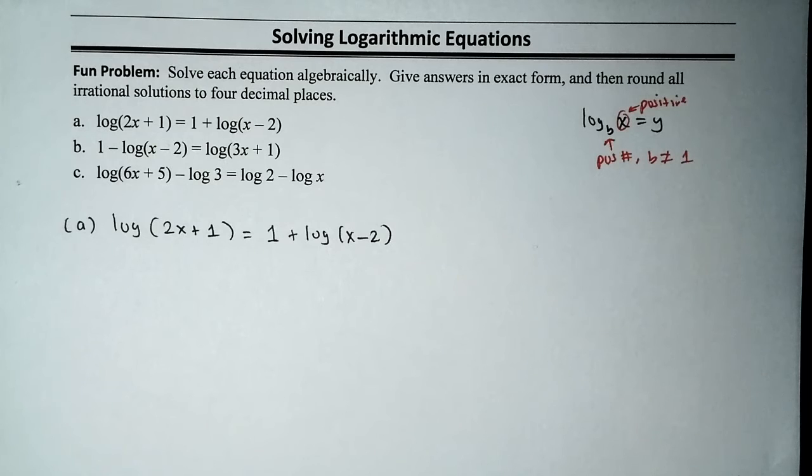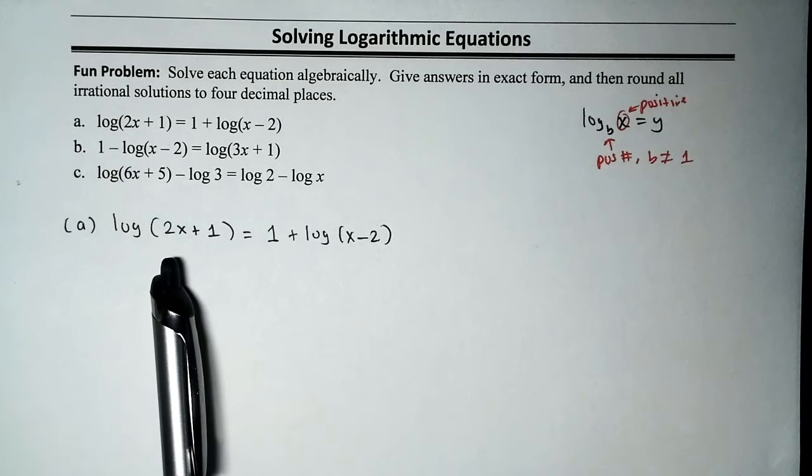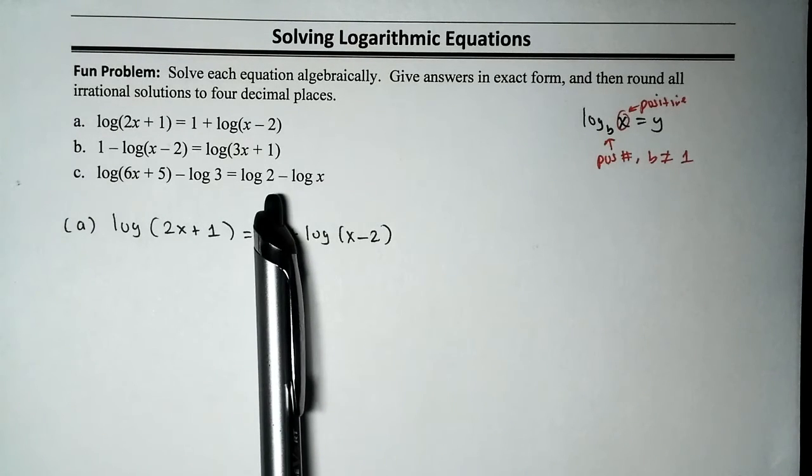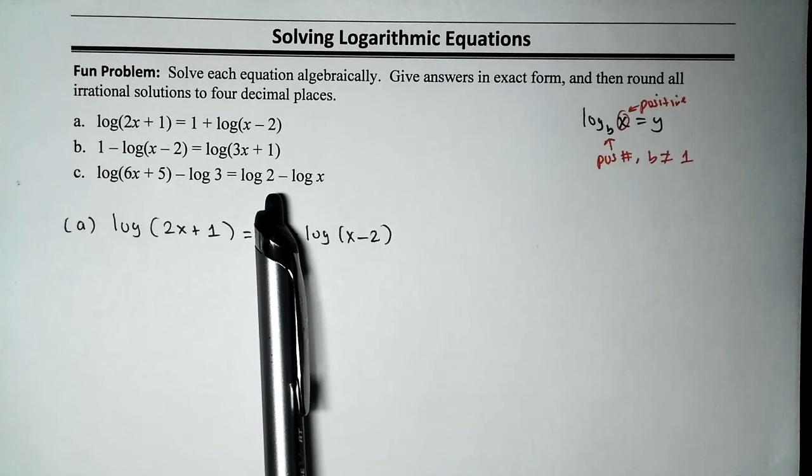So when it comes to solving logarithmic equations, what I need to ask myself is this: how many logs do I have? One log or more than one log? As you can see, we have more than one log. So I need to fix it so we have no more than one log on each side. This problem is kind of funny because yes, we have no more than one log on each side, but we don't have two logs set equal to each other. So at this point, we cannot apply the property of logarithmic equations.